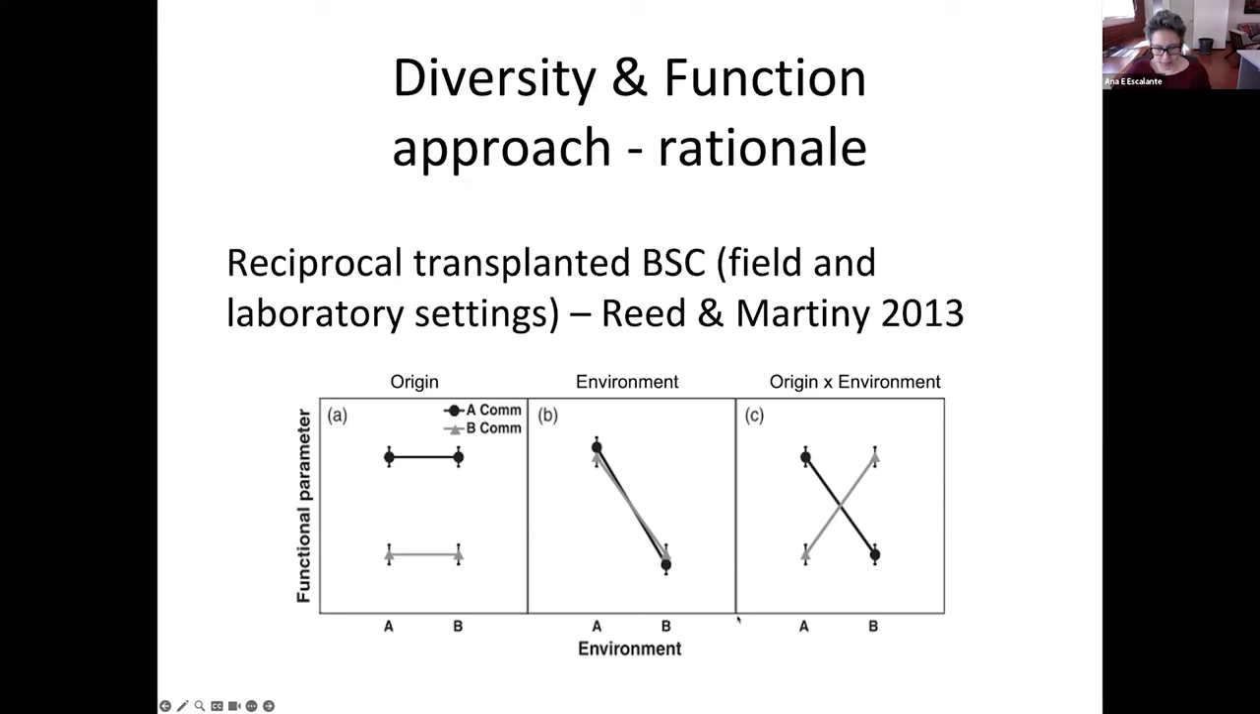And the rationale of these reciprocal transplants and the possible outcomes that we were expecting are in these graphs. We see the different communities, the dark and the light community, marked here as dots and lines, and different environments. And at the same time, the measure of a functional parameter, let's say nitrogen fixation. So the first scenario is that origin or composition of the communities is the main driver of the variation in the functional parameter, which means that independently of the environment where the communities are placed, the functional parameter doesn't change and it's specific to the community. A second scenario is where the environment plays the main role in the functional parameter response. And lastly, both the origin of the community and the environment play a role in the functional response of the communities.